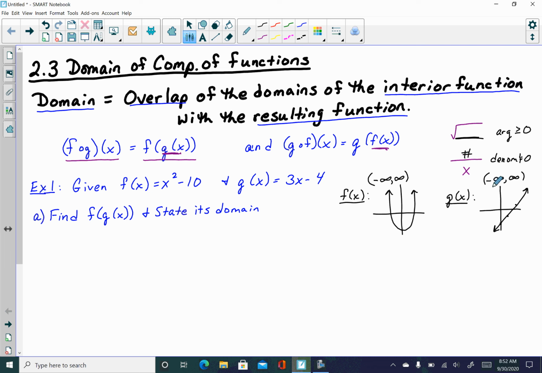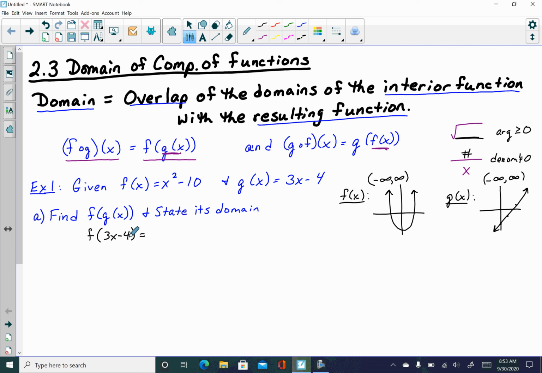Now we're stepping it up a notch when we start looking at our composition of functions, because we have to look at two items in order to get the overall domain. So let's first find, in letter A here, f of g of x. With our composition of functions, we work from the inside out. So g of x, we find that first. That's given to us. G of x is 3x minus 4.